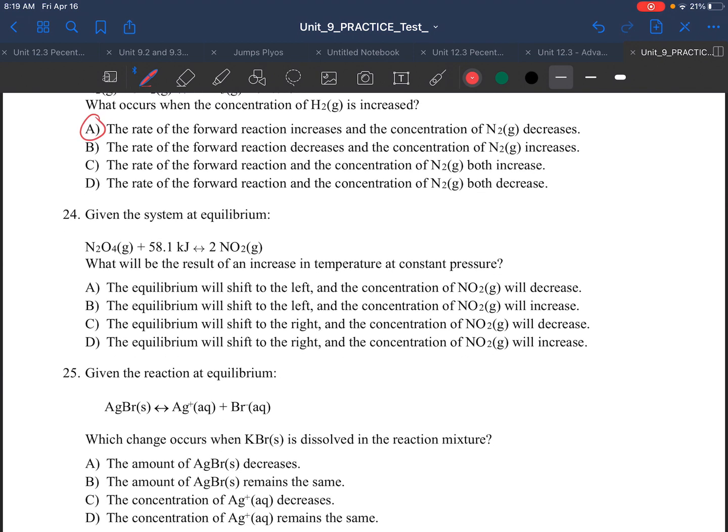Given this system, what if we increase the temperature? So here would be putting an up arrow with the energy term. Again, we are pushing our system to the right, and so the concentration of NO2 will therefore increase because that's a product. D.